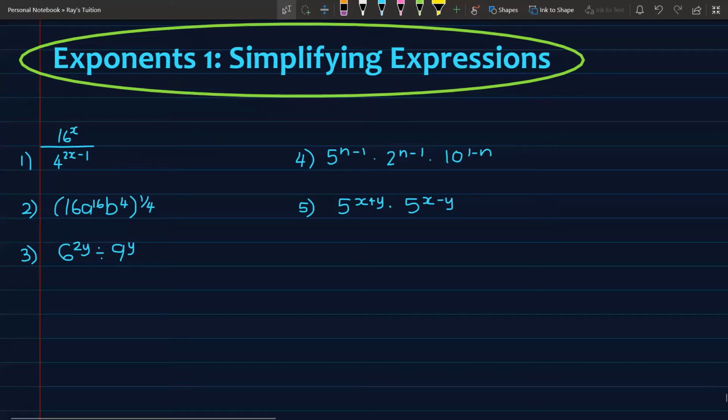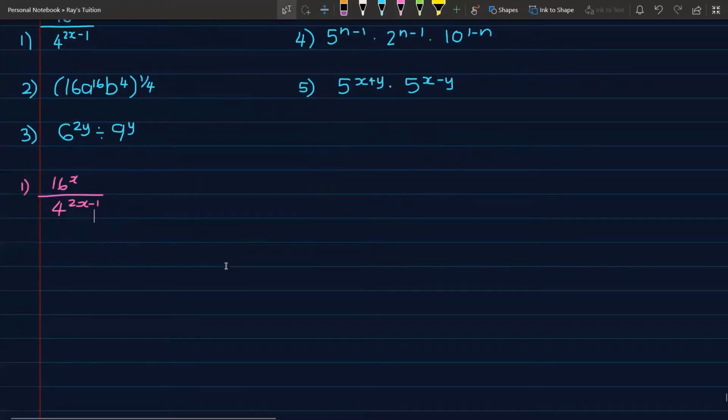So let us start. We have the first one over here, which is number 1. We have 16 to the power of x times 4 to the power of 2x minus 1. Now, when working with exponents, the key trick to simplifying it is by converting everything into prime bases. I know for something like this, it looks a bit silly, but if you do it for all of them, and when it gets more complicated, the concept will work out well.